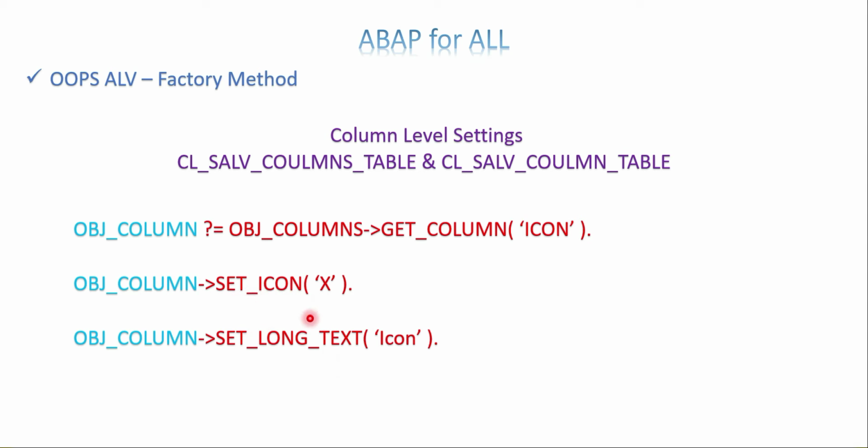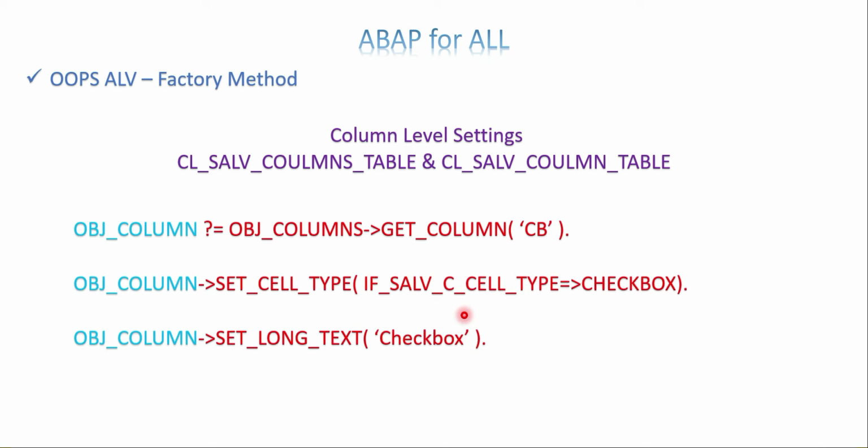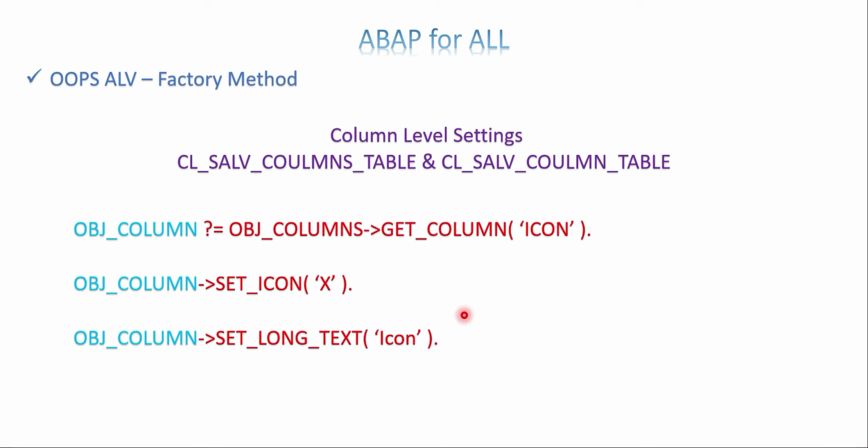So I want to set an icon for this column. So the method is set icon, and I want to provide a text for the column, set long text, and then icon. What happens is it will display the icon, whatever icon you are providing, in your particular column. So, I think some of the code is missing here.